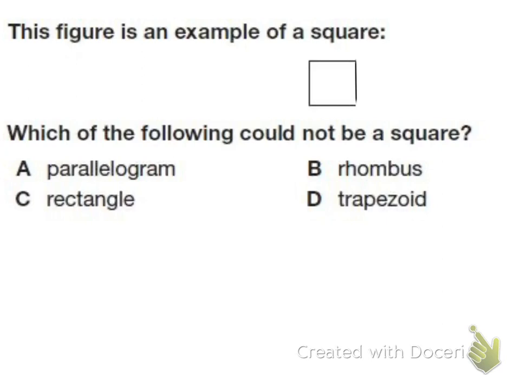This says this figure is an example of a square. Which of the following could not be a square? Parallelogram, rectangle, rhombus, or trapezoid. Remember, the definition of a square is that it has equal sides and 90-degree angles. The only one that could not be a square is the trapezoid, because the trapezoid will not have sides that are the same length.